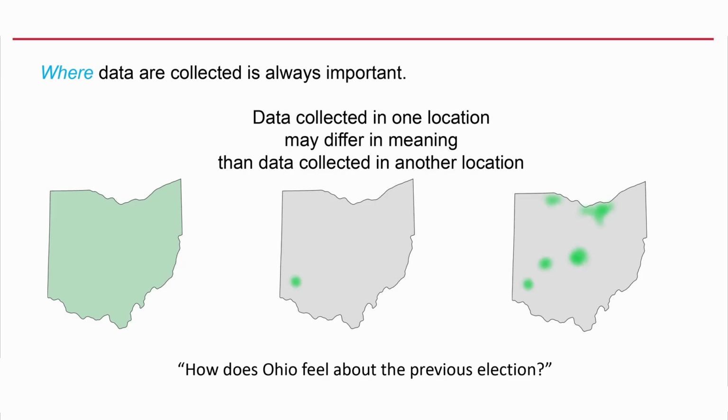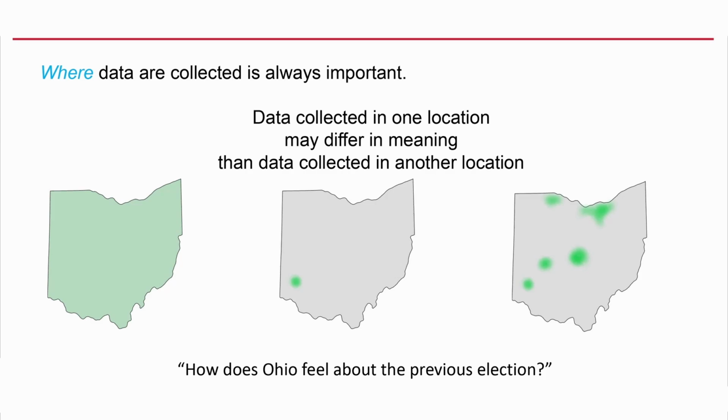You can imagine if I asked people in Ohio how they felt about the previous election, the answers I get could greatly depend on who I ask. So if I was to ask the entire state of Ohio, that is everybody, the picture on the left, where I have the entire state of Ohio shaded green, that might be way different than if I was to just ask the people in Oxford, the picture in the center where I just have Oxford highlighted in green.